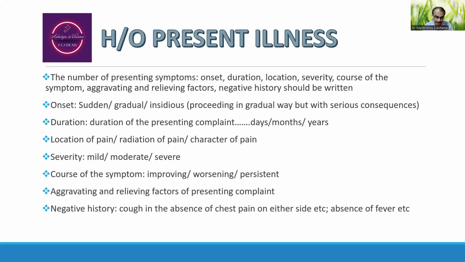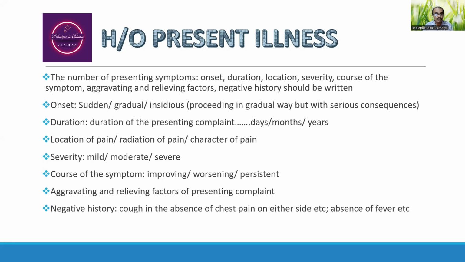Next comes the severity. Basically, three types of severity are mentioned: mild, moderate, and severe. When you think about the mild variety of pain, the person is in a position to do his routine activities in spite of having the pain. That is usually categorized under the mild variety of pain.